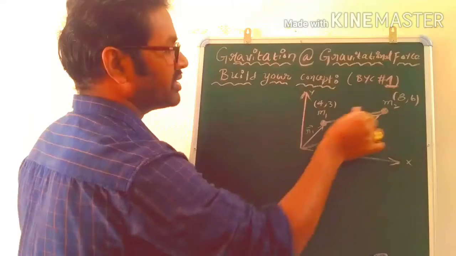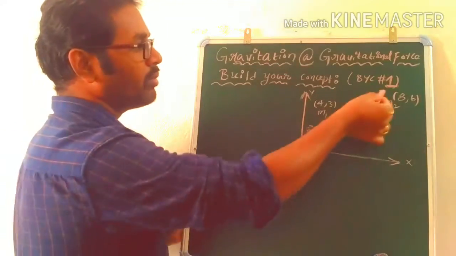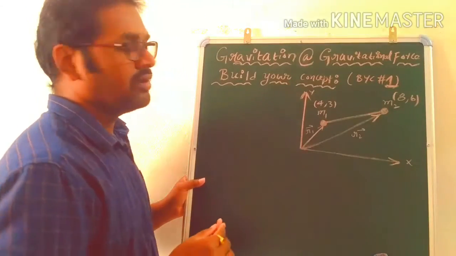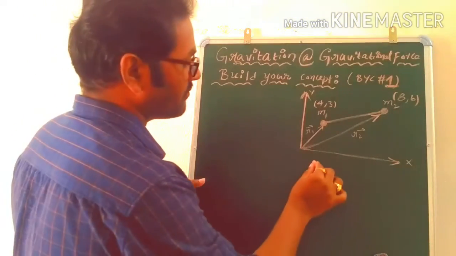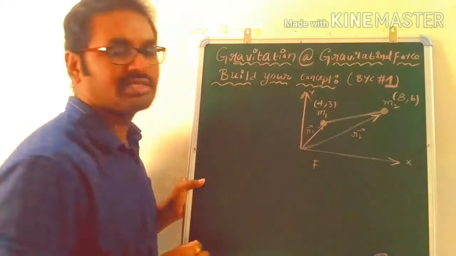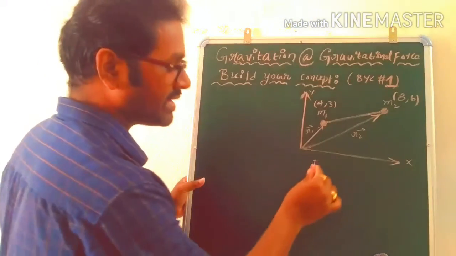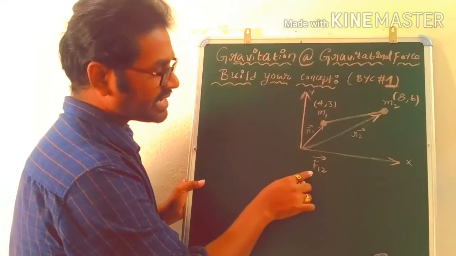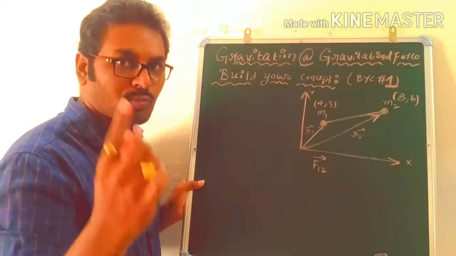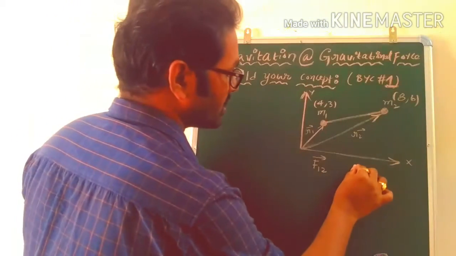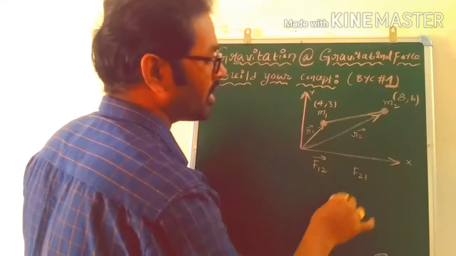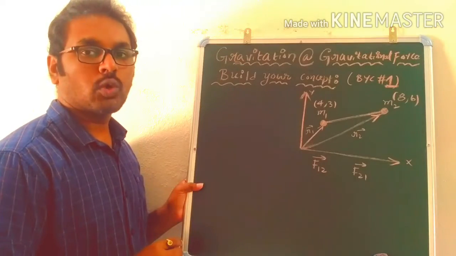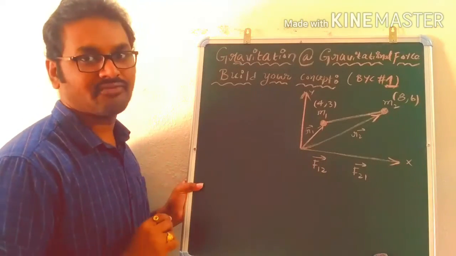And the separation between these two we can find by using the given coordinates. Now, we are interested in finding the force of interaction between these two particles in vector form. I need F12 bar, which means the force acting on particle 1 due to particle 2. The second one is the force acting on the second particle due to the first particle. So we need these two quantities in vector form.